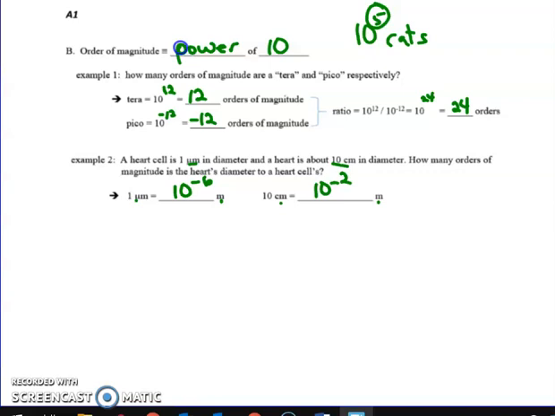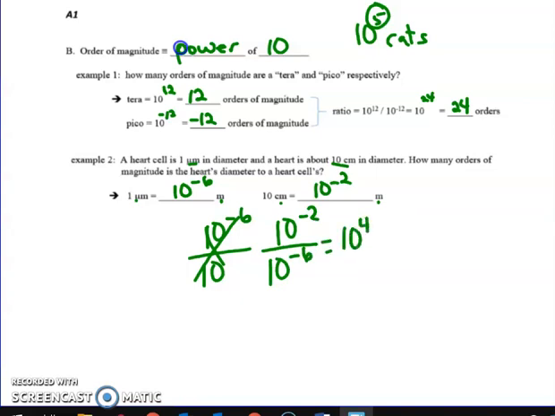So the ratio of the two is, I want to do the reverse. I want to do the larger object divided by the smaller object. And to subtract those exponents, I get 10 to the 4th, 10,000. But I want it in orders of magnitude, so it's 4 orders of magnitude.